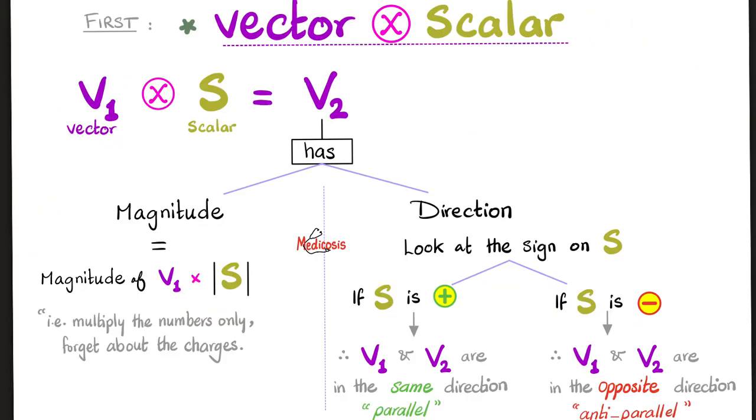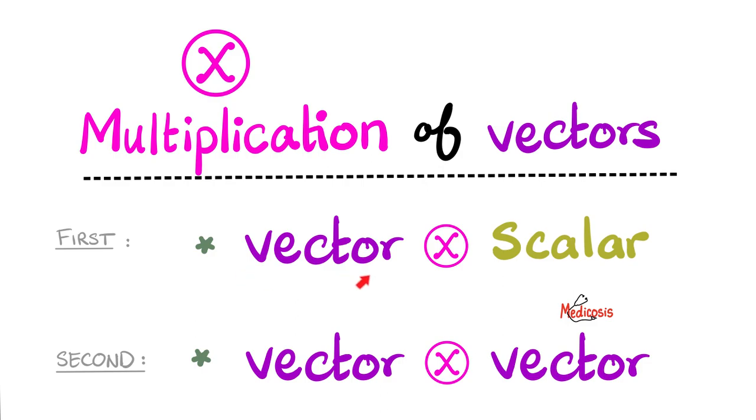So when you multiply a vector with a scalar, you get a vector. This resultant vector has a magnitude and a direction. For the magnitude, just multiply the magnitude of v1 and the magnitude of the scalar. Forget any charges, just the magnitudes. You'll get the magnitude of the resultant vector. To get the direction, you look at the sign next to the scalar. If it was positive, then v2 is in the same direction as v1. Hashtag parallel. But if the sign is negative, then the direction of v2 is the opposite of the direction of v1. Hashtag anti-parallel.